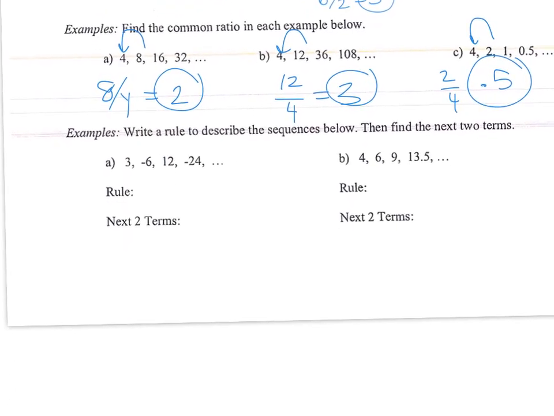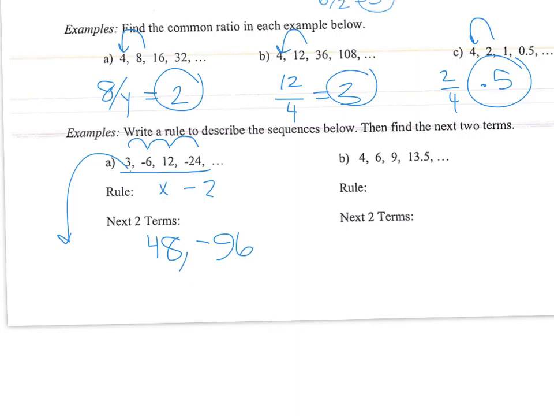Write a rule to describe the sequences below, then find the next two terms. If I look at these, I'm going from a positive to a negative, from a positive to a negative. So I can't add or subtract. It looks like I'm multiplying by 2, but it has to be negative 2, because it's going from a negative to a positive. So the next two terms are going to be negative 24 times negative 2 is positive 48. 48 times negative 2 is negative 96.